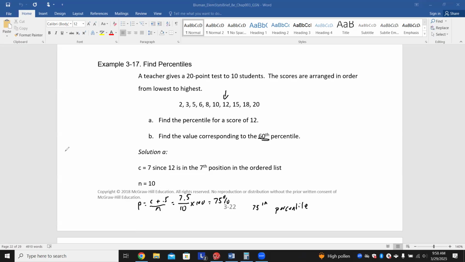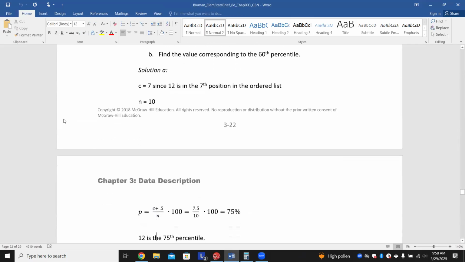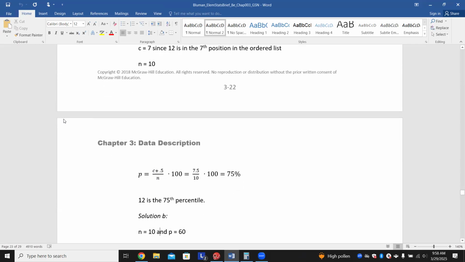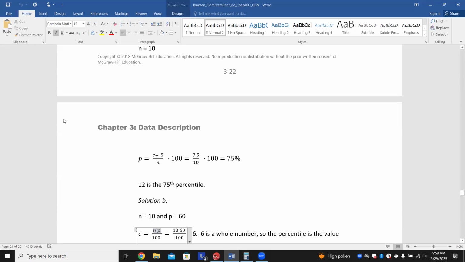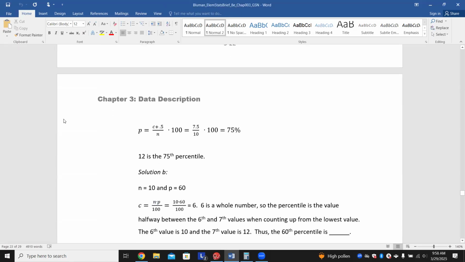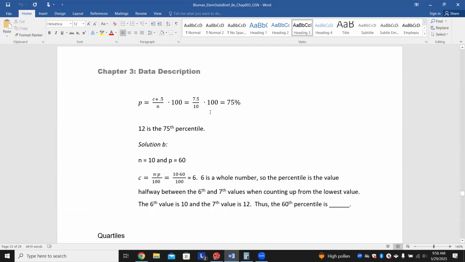All right, and then of course it has it all drawn out for you in your notes. So again, (c plus 0.5) divided by n times 100, we get this result here. So 12 is the 75th percentile. Now, in solution B, I want to know what number represents the 60th percentile. So I know there's 10 numbers. I know my p is 60, so my equation now changes to c equals n times p divided by 100. That's 10 times 60 divided by 100, which does come out to 6.